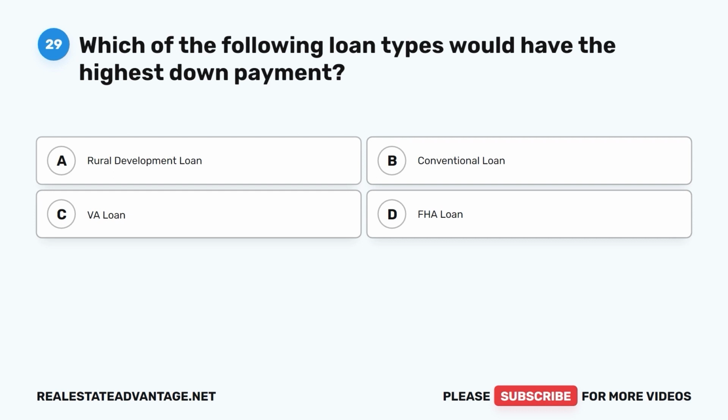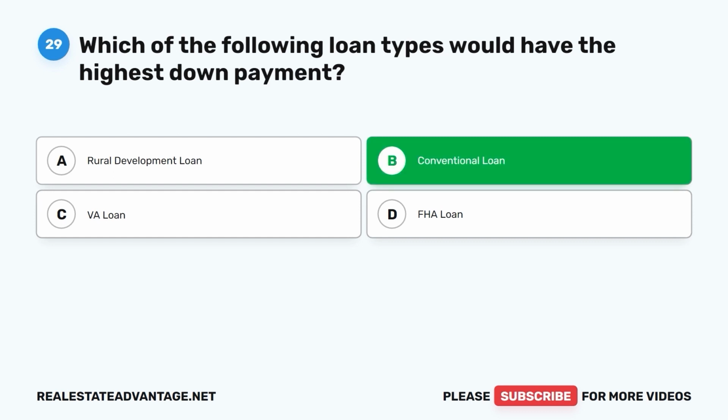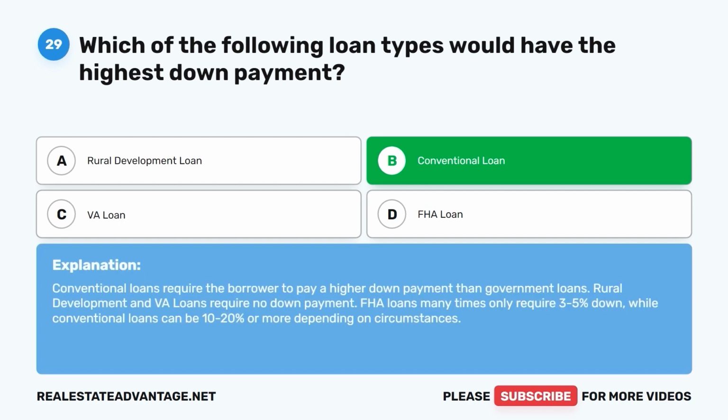A. Rural development loan, B. Conventional loan, C. VA loan, D. FHA loan. The correct answer is B. Conventional loan. Conventional loans require the borrower to pay a higher down payment than government loans. Rural development and VA loans require no down payment. FHA loans many times only require 3 to 5% down, while conventional loans can be 10 to 20% or more depending on circumstances.